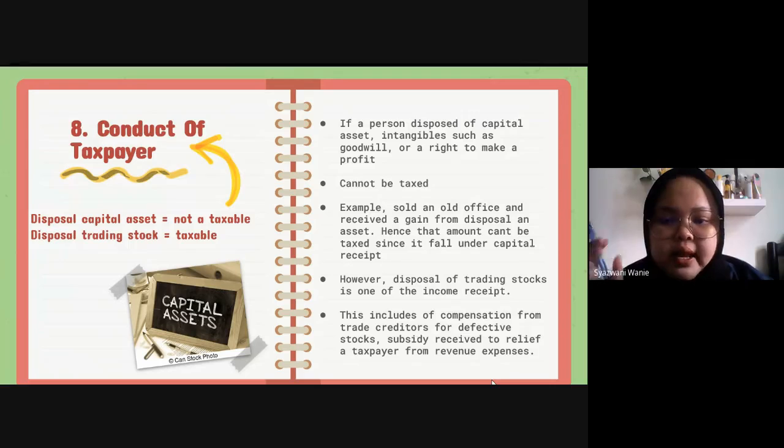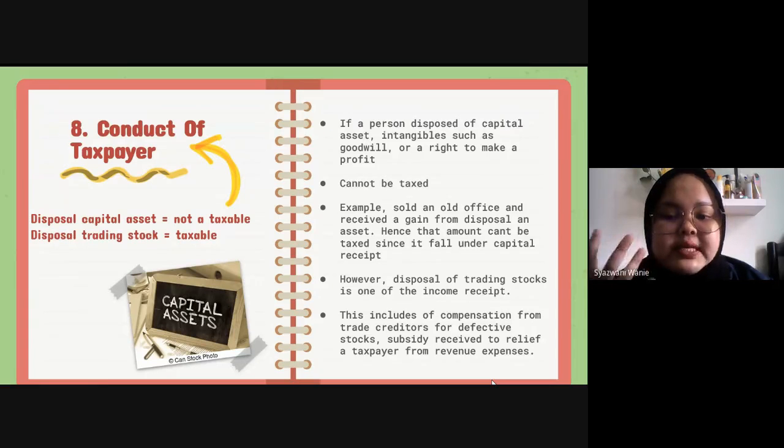For example, ABC company sold an old office, and they received a gain from that disposed asset. Thus, the amount cannot be taxed because the company had no intention of seeking profit at that time. However, if they dispose of trading stock, it will fall under income receipt. This includes compensation from trade creditors for defective stock and also subsidy received to relieve a taxpayer from revenue expenses.